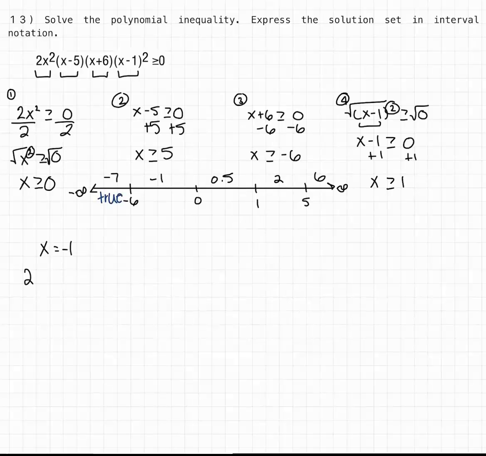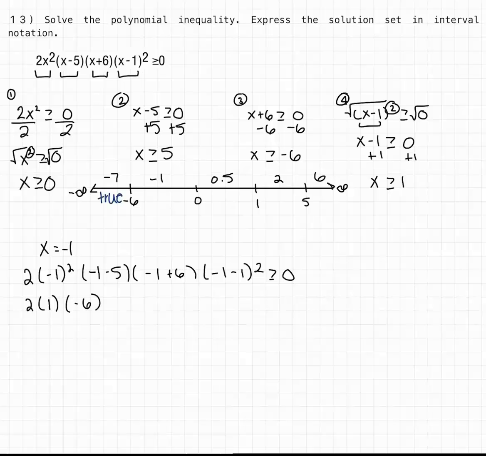So same thing, 2 times negative 1, negative 1 minus 5, negative 1 plus 6, negative 1 minus 1 squared is greater than or equal to 0. 2 times 1 times negative 6 times positive 5 times negative 2, 4 is greater than or equal to 0. So using the same method we did last time, you can see that we have a positive times a negative, positive is greater than or equal to 0.